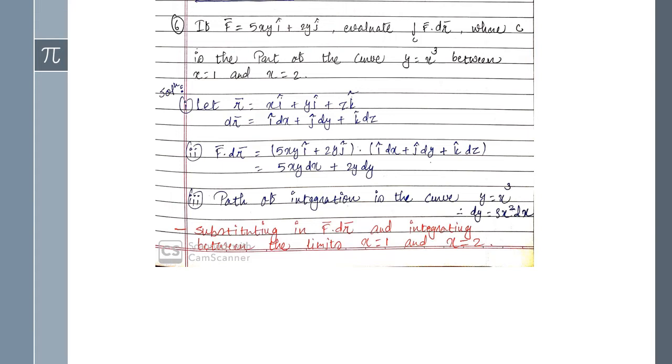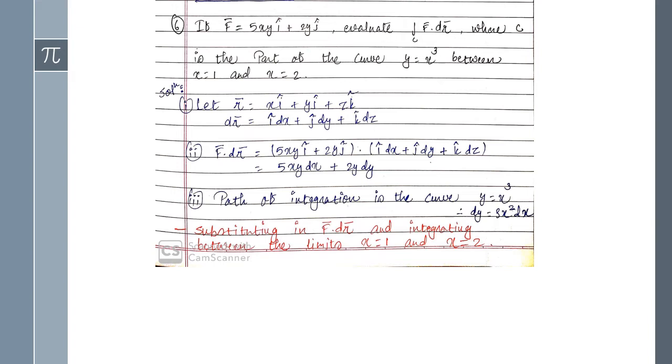Now starting the procedure. As we know, our first step is to apply the position vector, r equals x i plus y j plus z k. Then dr equals i dx plus j dy plus k dz. Now find f dot dr, second step. Do the multiplication for both, so it will be 5xy dx plus 2y dy. The third step is the path of integration, that is y equals x cube, so we can find dy, that will be 3x square dx.